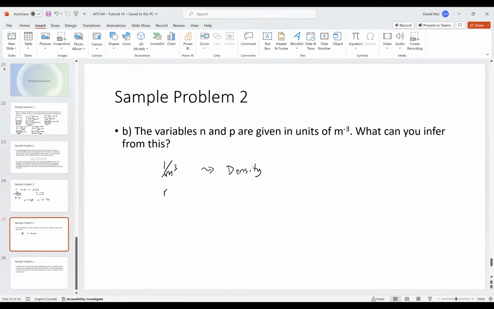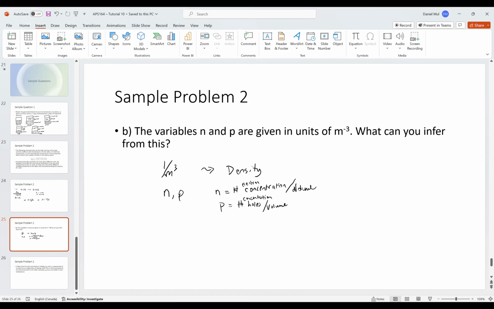So when we think of these variables N and P, where we have N, the number concentration over sort of a density over a volume. And then P is just our, so this is number of electrons per volume, and this is number of holes per volume, but this is a concentration.